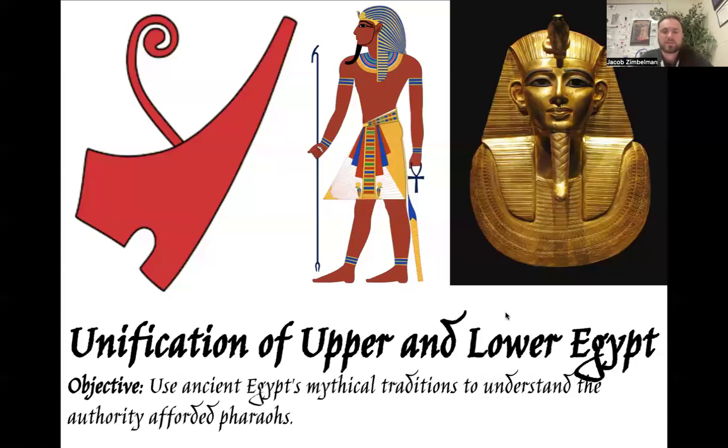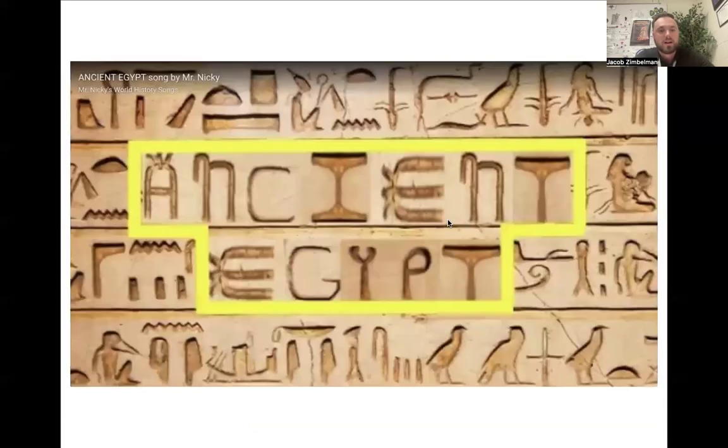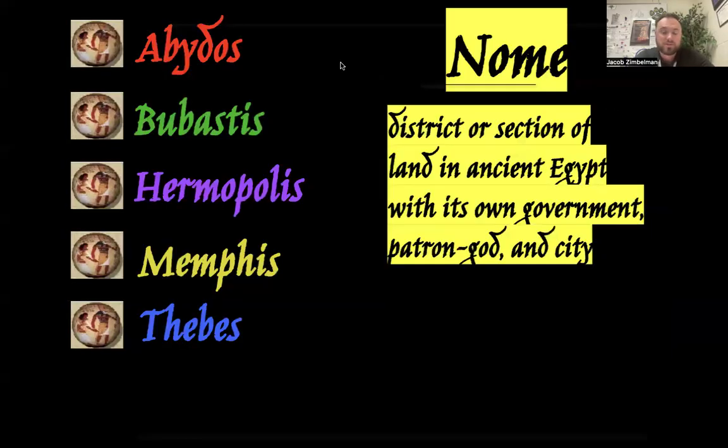All right, so we are talking about the unification of Upper and Lower Egypt today. We're actually going to start filling in these maps today in class. So if you don't have this one and you're watching this video, you need to come talk to me and get this. But originally, Egypt was a bunch of different separate nomes.